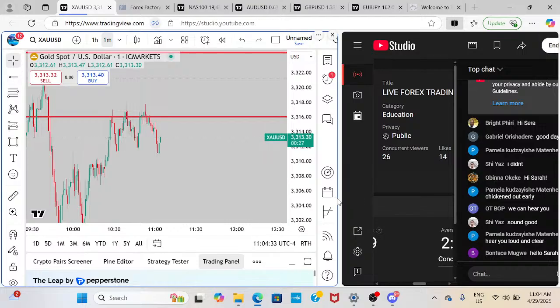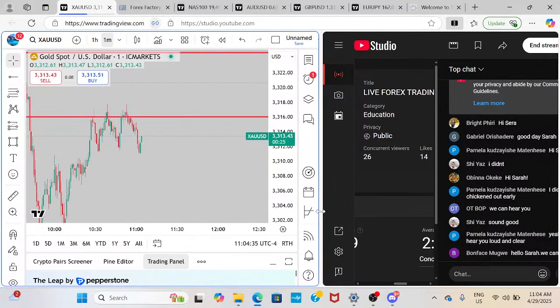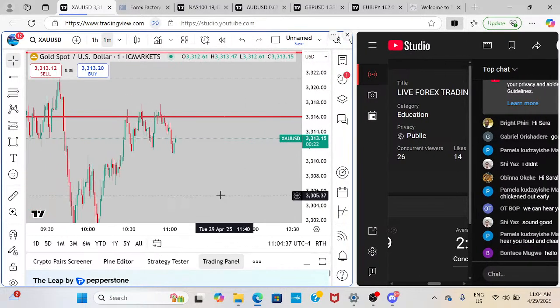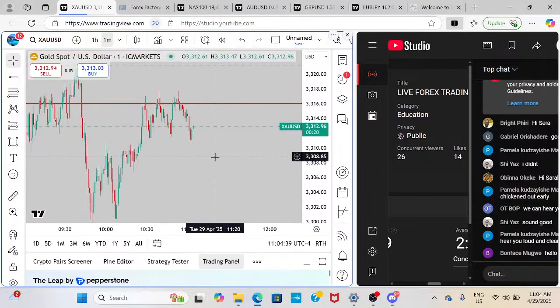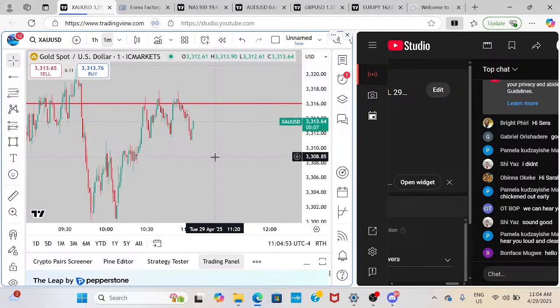Okay. So I guess not many of you guys took the gold sell. That's unfortunate because it was a really good sell. But anyways, we're going to see more trading opportunities with gold because it's very volatile. There's always going to be a trading opportunity.